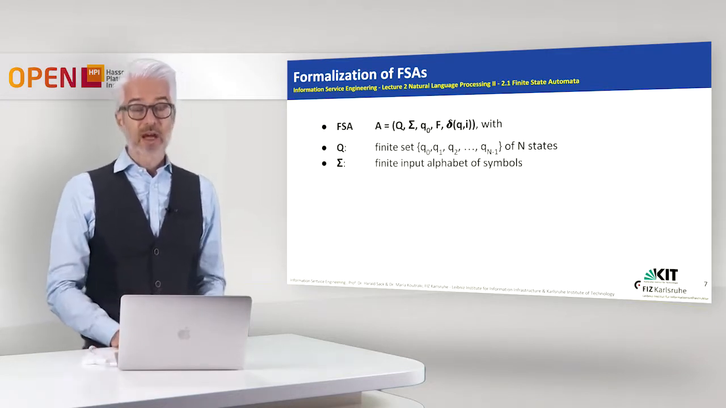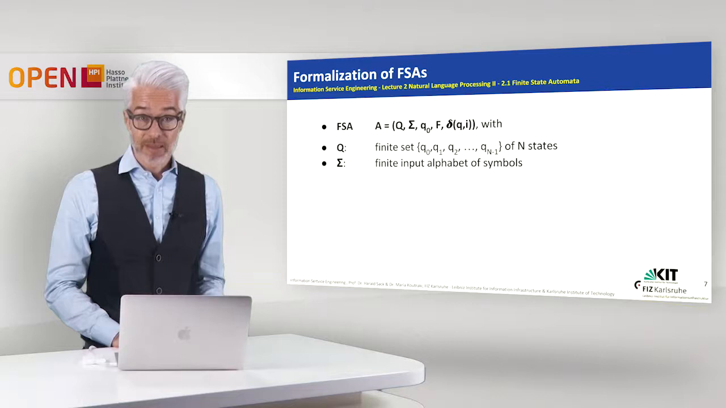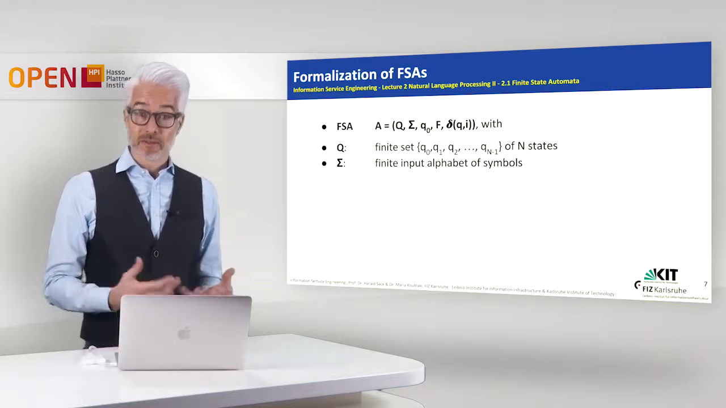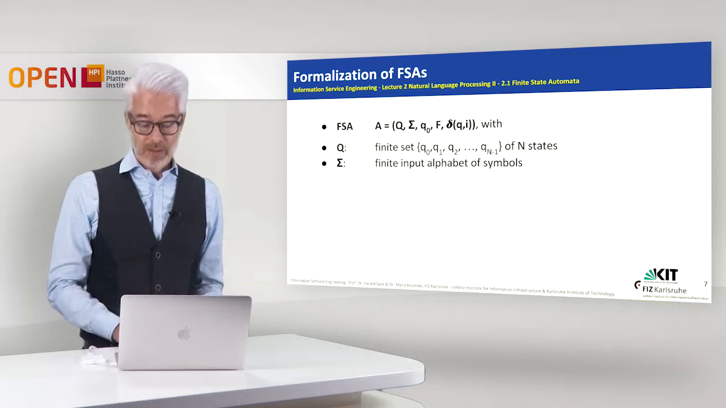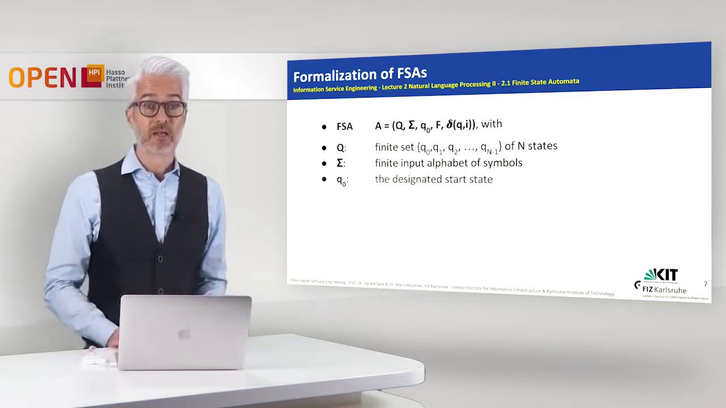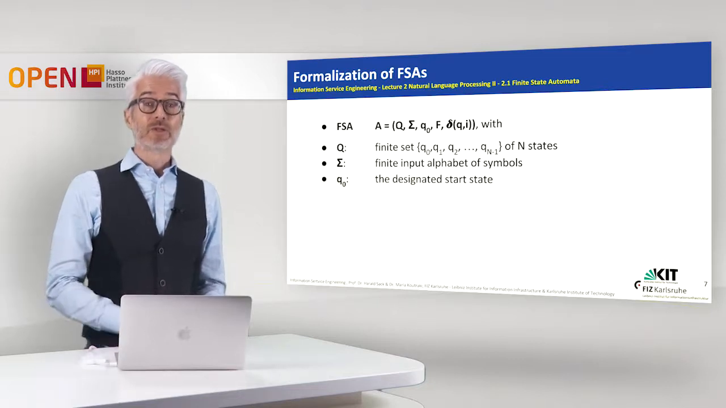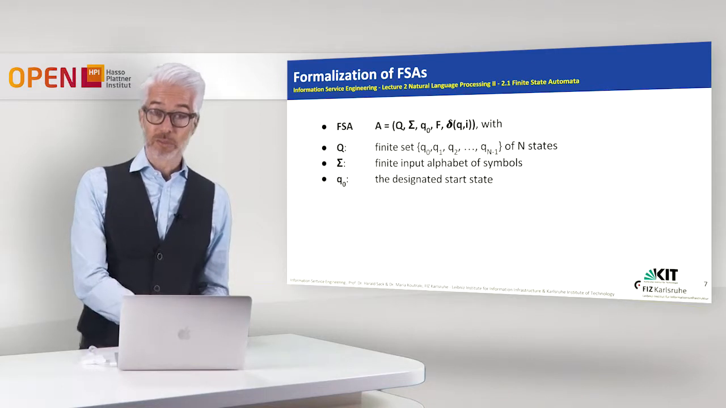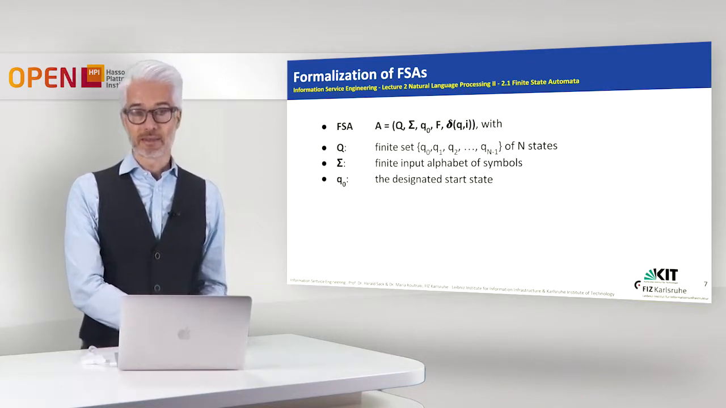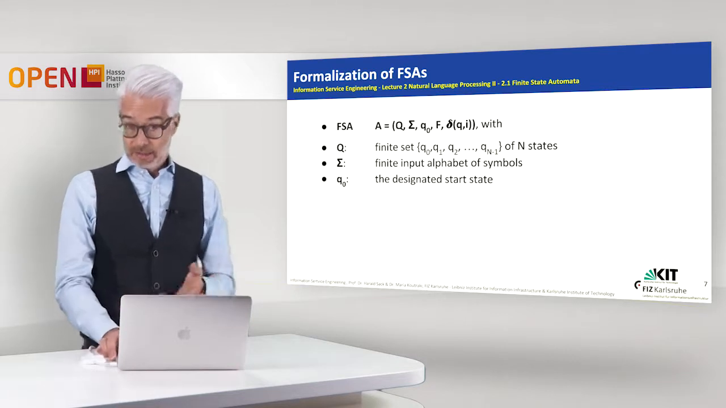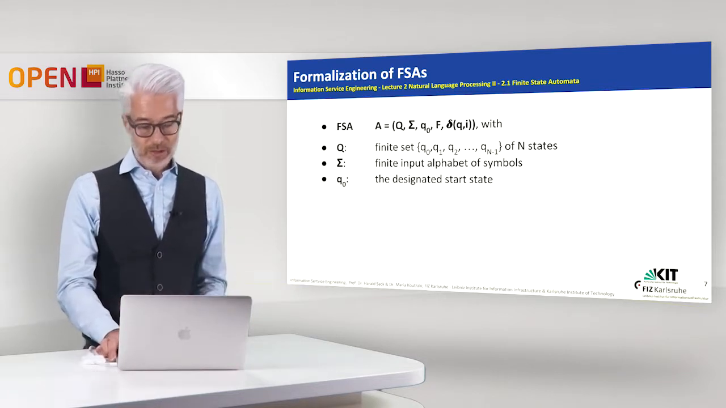Then you have an alphabet, sigma. It's a finite set of input symbols, which are read by the automaton. What you need then is a designated starting state. This is Q sub 0, our designated starting state. It can also be any other kind of state, because somewhere the automaton has to start.